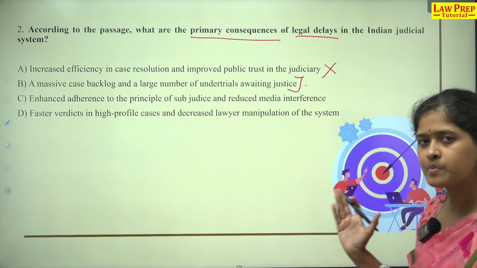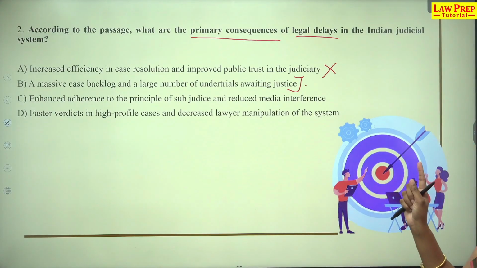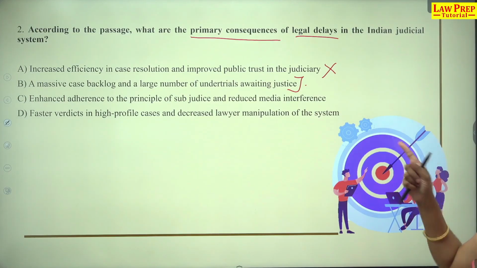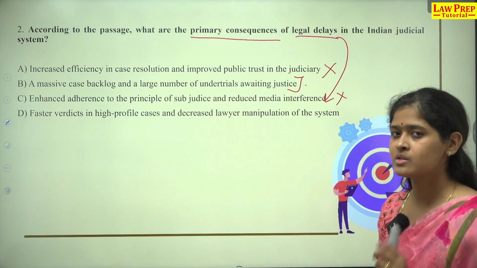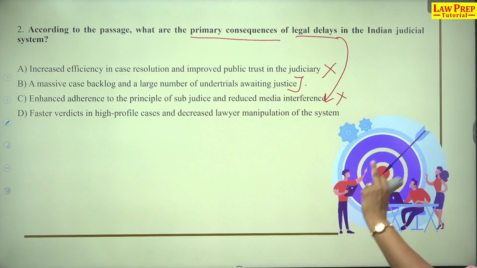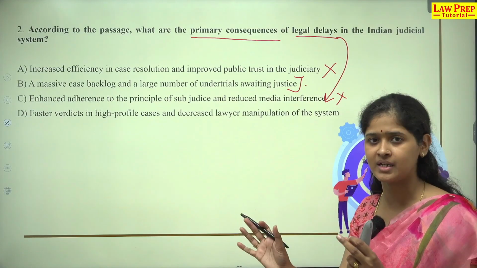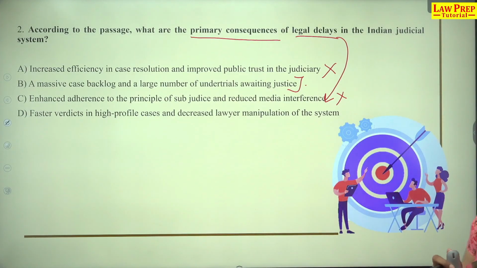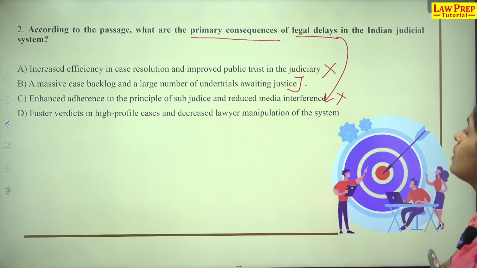See, this option is coming from the second paragraph of the passage, and also an important part is that this is not an answer to legal delays. These two are not in tandem. So this option is not an answer for this question, though this line is framed correctly. This option has been framed very correctly, but it is not an answer to the question. Faster verdicts in higher profile cases and decreased lawyer manipulation of the system. Again, it's a solution kind of thing, not a consequence to the problem.